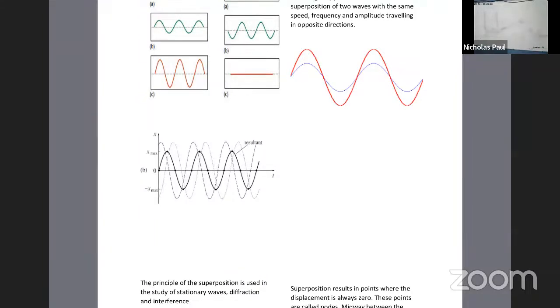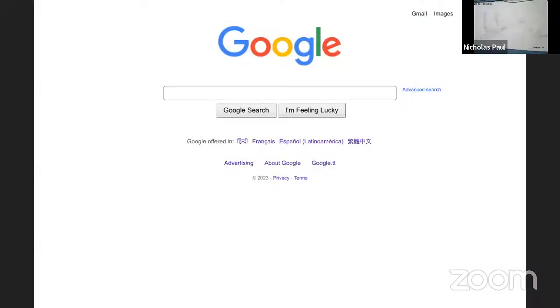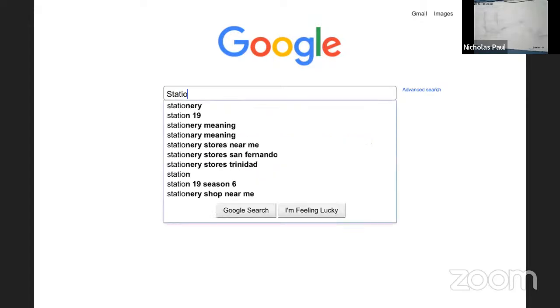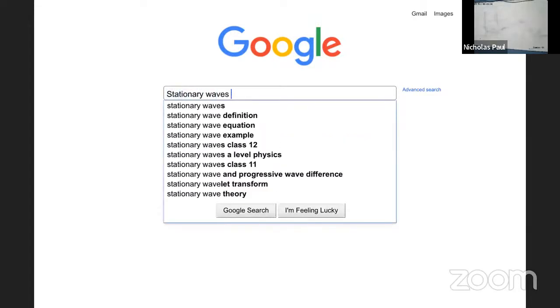So let's take a look at this quick little simulation here on stationary waves. I'm going to show you how they produce it, right? One of the things with stationary waves, unlike other waves, is that they do not transfer energy. There is no transfer of energy. That's why it's considered stationary. All you have is the energy moving it up and down at one point. You're not transferring it from one point to the next. So let's take a look at the stationary wave.